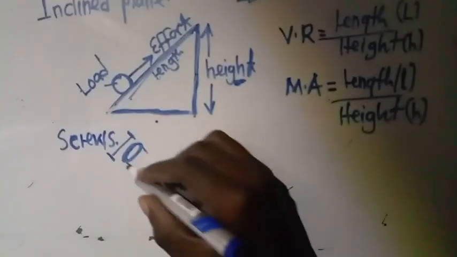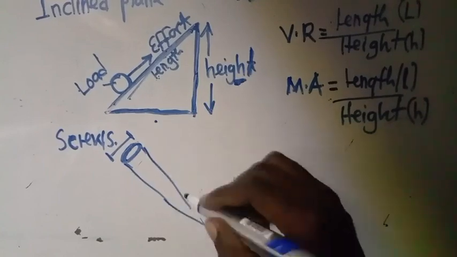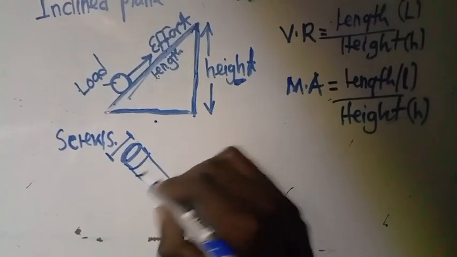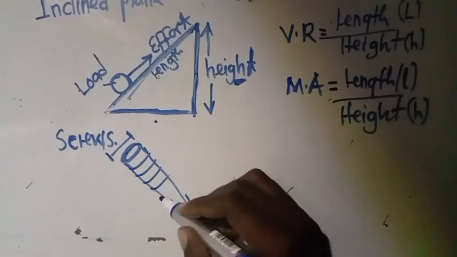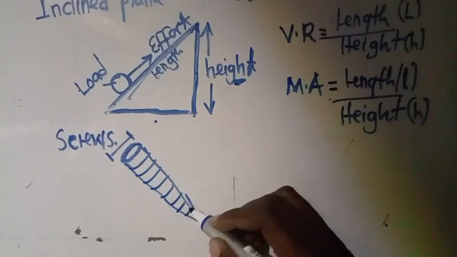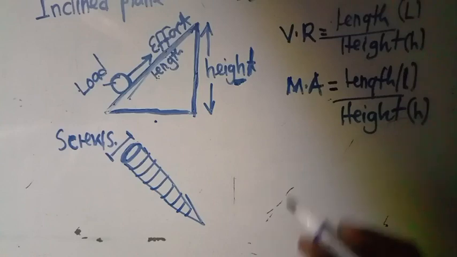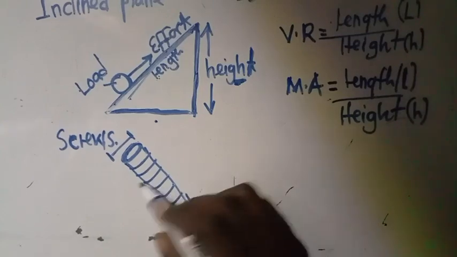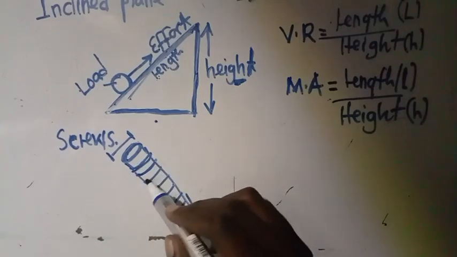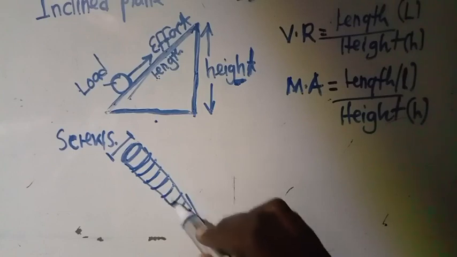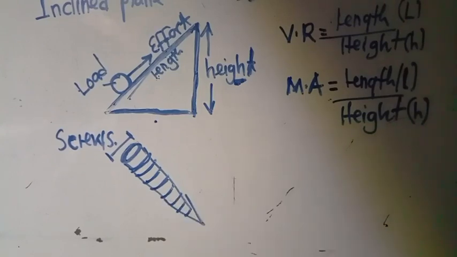So let me do it like this so that we are able to understand. They are just the same. I think you are able to agree with me that on a screw, these lines are just the same. Have you seen? Just that right now I don't have a screw. I would have given it as a practical example.